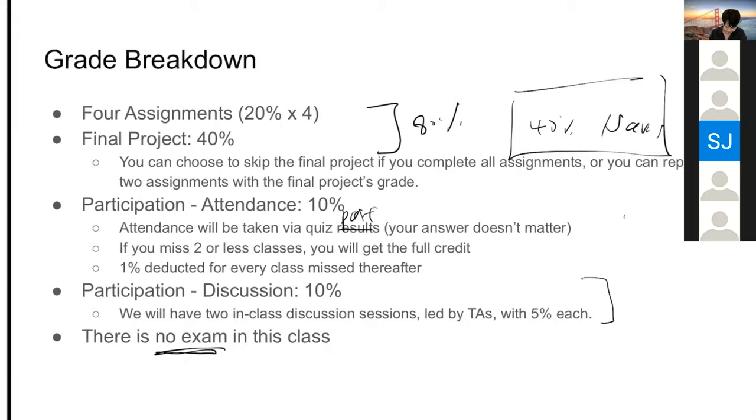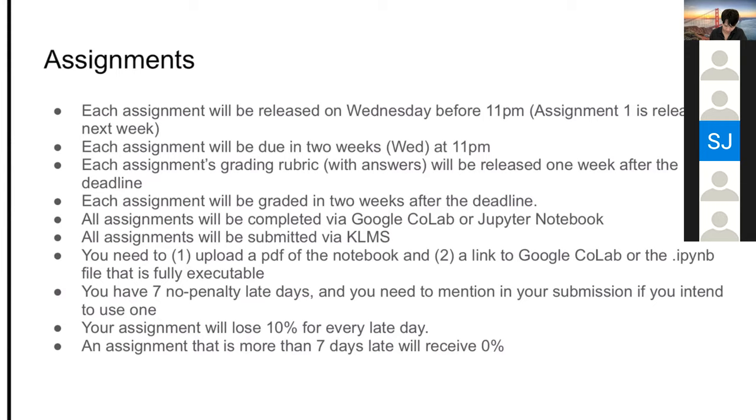About the assignment submission policy. Each assignment will be released on Wednesday before 11 p.m., and I'm planning to release assignment one next week, Wednesday before 11 p.m. Each assignment will be due in 2 weeks, so for assignment one, release is week two, and then due is week four, Wednesday. And I'll ask the TAs to grade assignments by week six, I mean, 2 weeks after the deadline. So you will get your grade by week six.